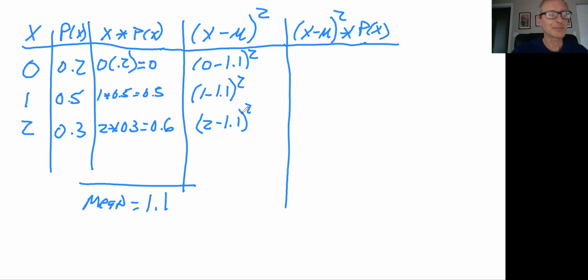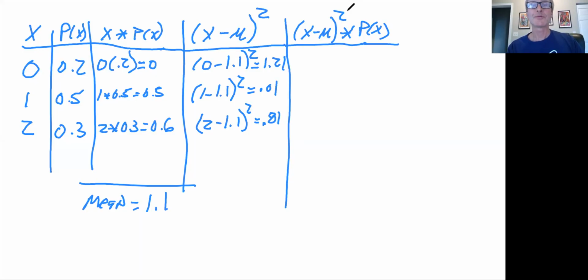So here, a calculator comes in handy. So this would be 1.21, and this would be 0.1 squared, it'd be 0.01, and this would be 0.9 squared, and that would be 0.81. So the next step now is you'll take that number of x minus the mean squared and multiply it by the distribution, which is 0.2.